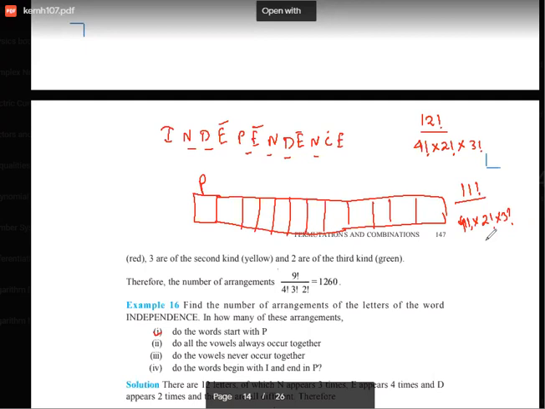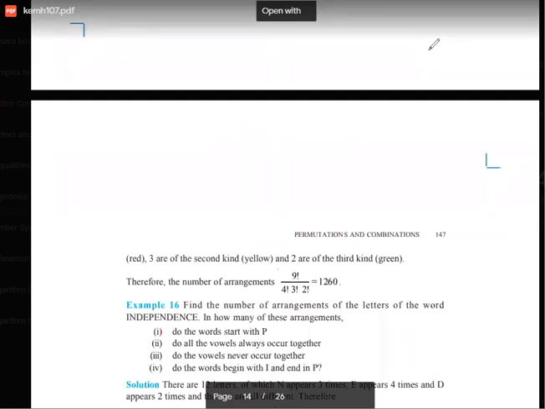So tell me, all the vowels always occur together? How many vowels do we have? We have only E. So except E, there is no other vowel. And E is how many times?